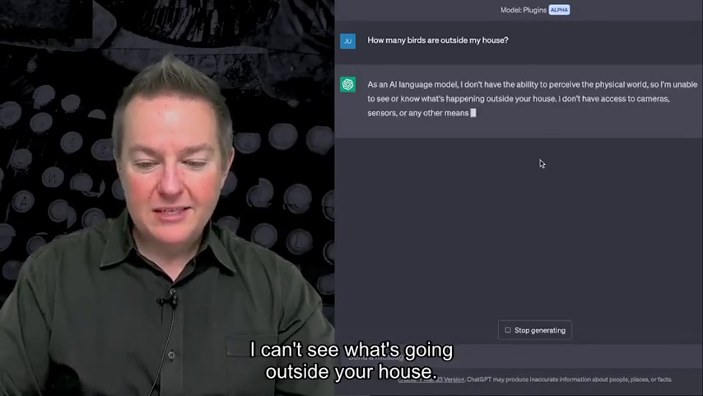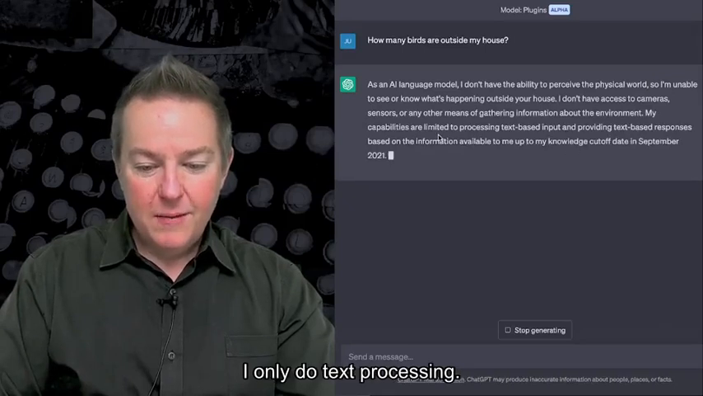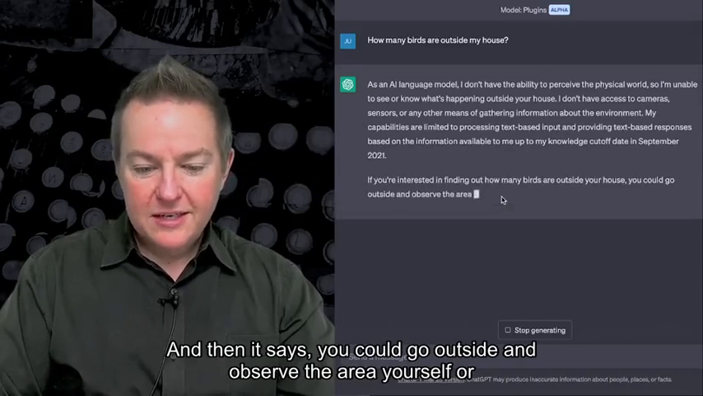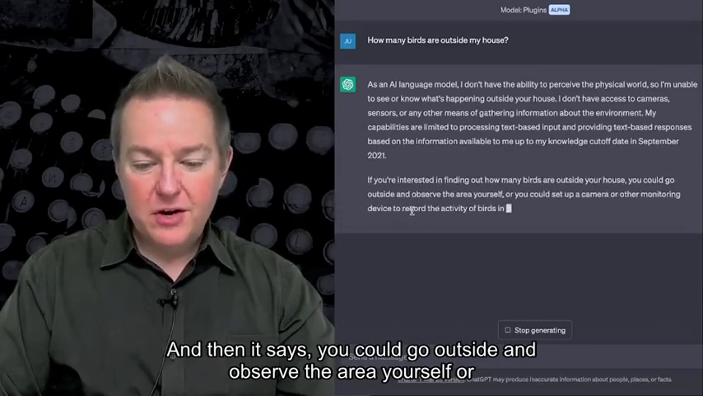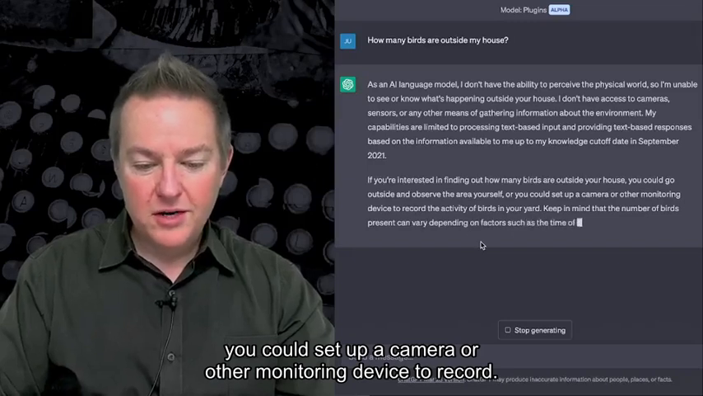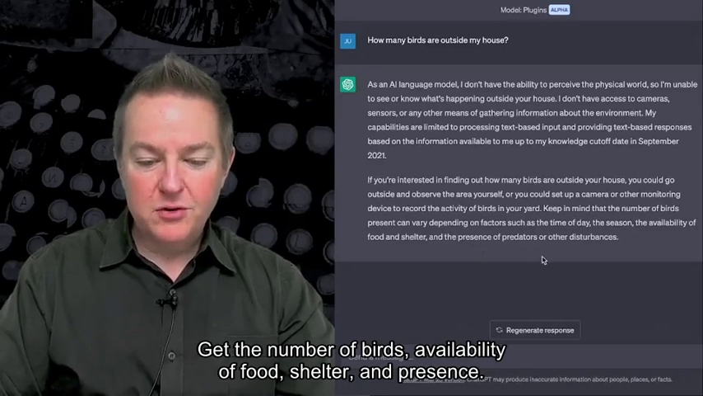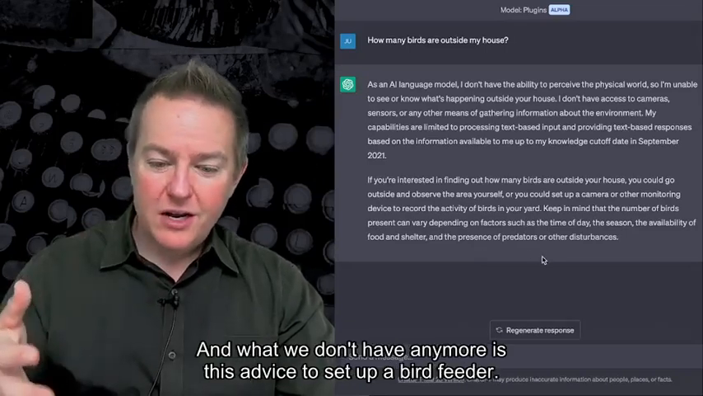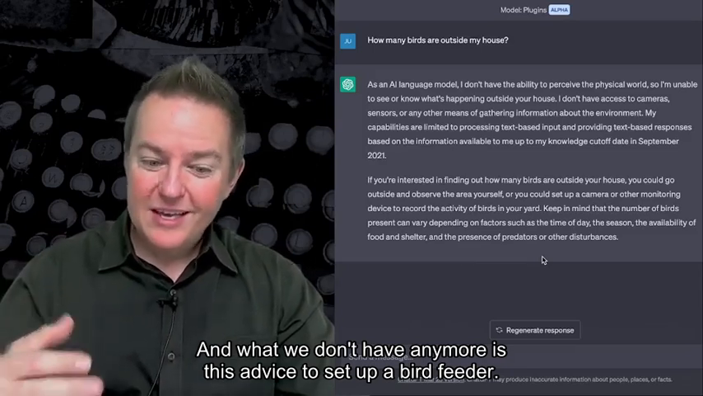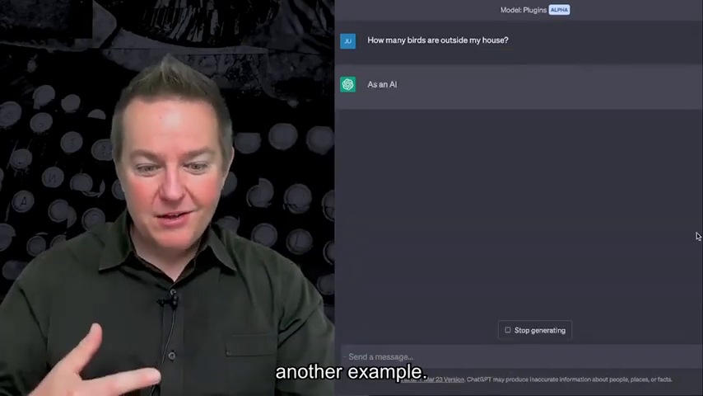So now we're going to get a different answer out of it. It says, well, I can't see what's going on outside your house. I don't have access to cameras. I only do text processing. And then it says, you could go outside and observe the area yourself, or you could set up a camera or other monitoring device to record and get the number of birds, availability of food, shelter, and presence. And so now we've gotten something different. And what we don't have anymore is this advice to set up a bird feeder. If we ran this again, we're probably going to get yet another example.